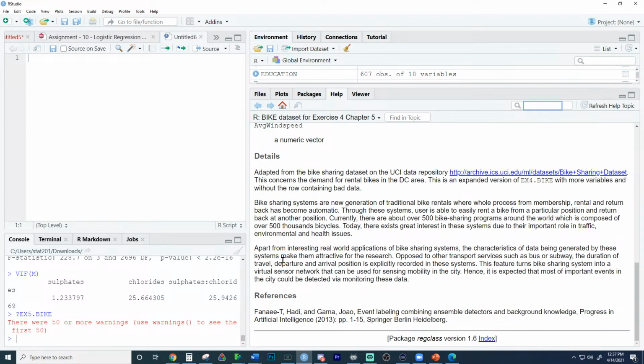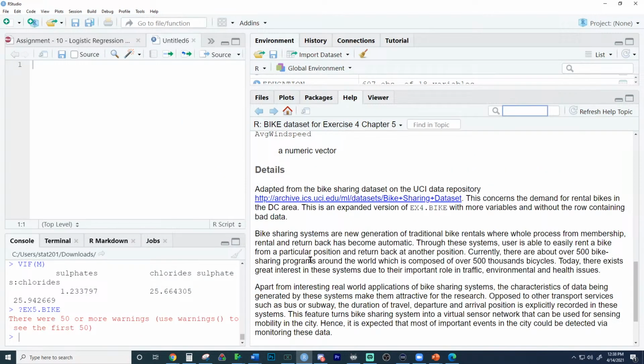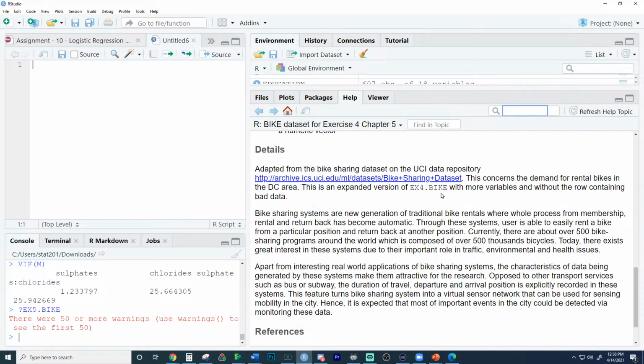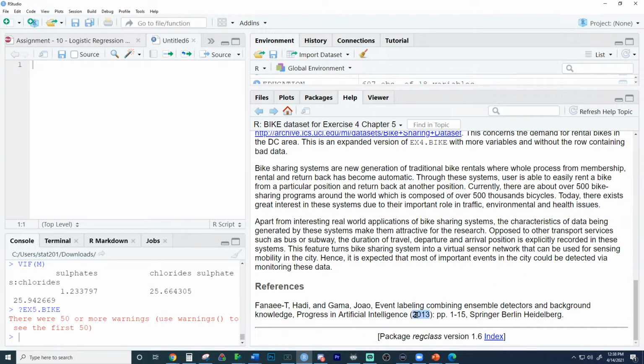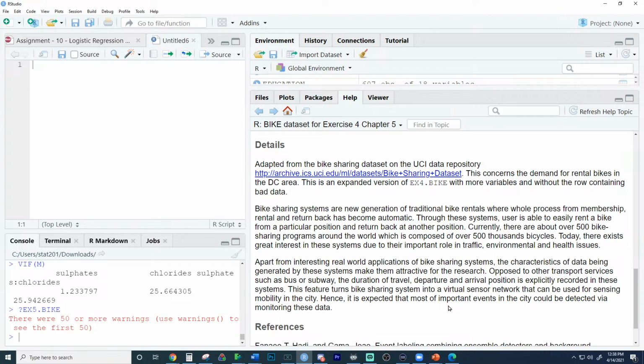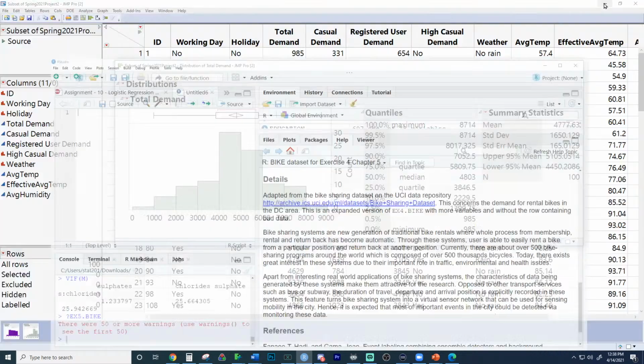So this is the information on it. Adapted from the bike sharing data set from the UCI data repository. This concerns the demand for bike rentals in the DC area. So you have bike demand over different days. They did a paper on it, looks like in 2013. So this is the full information on it. And these are random days taken from it.